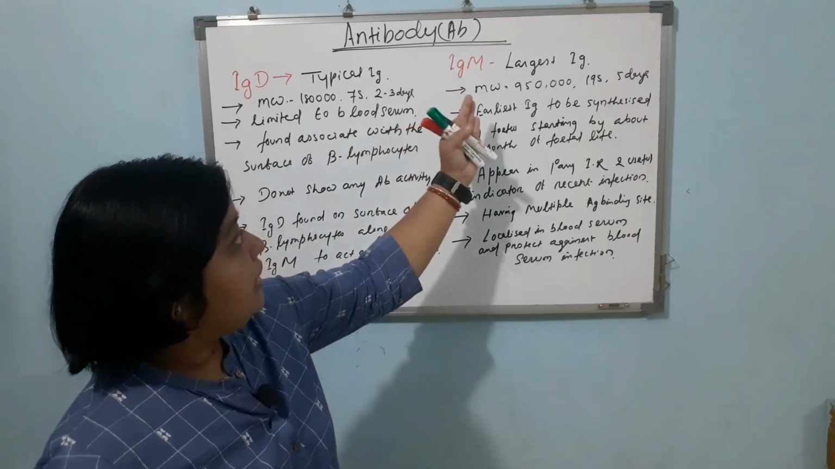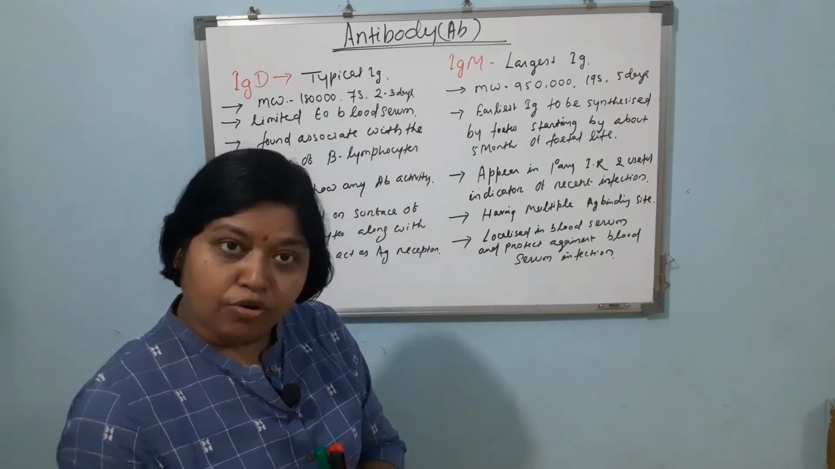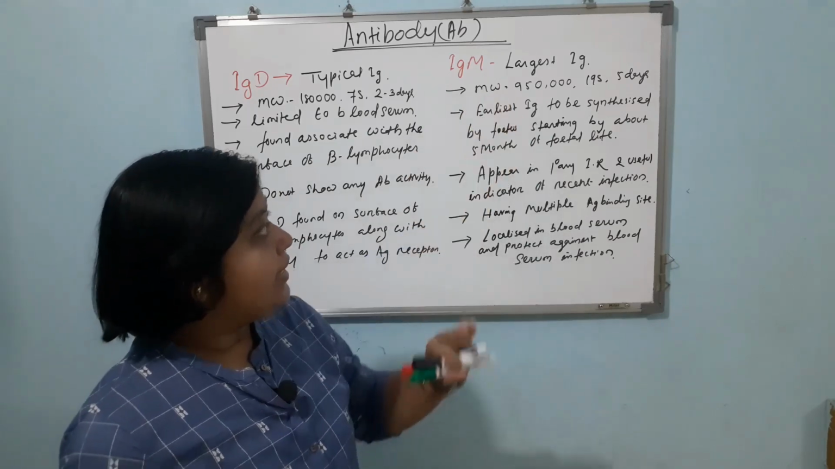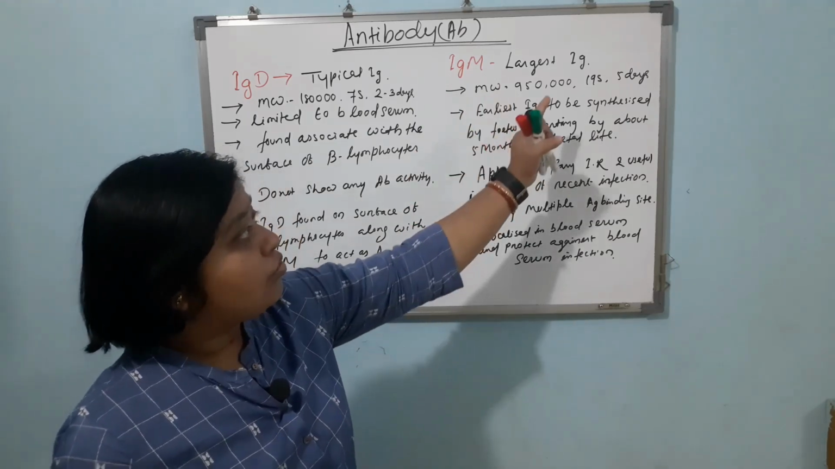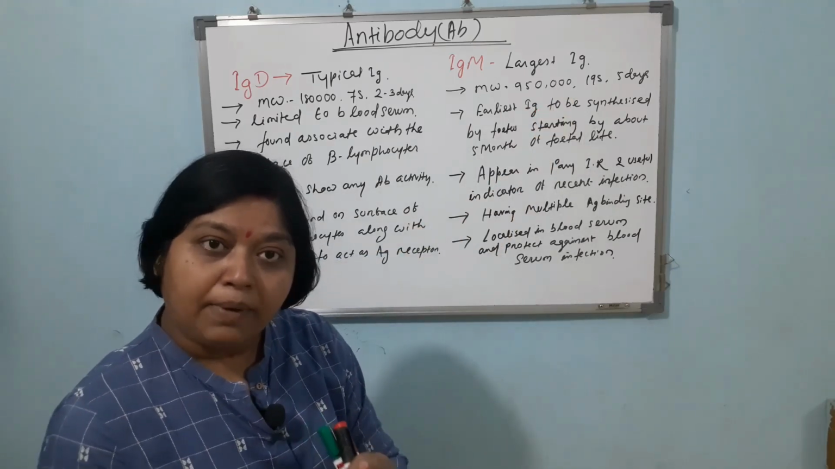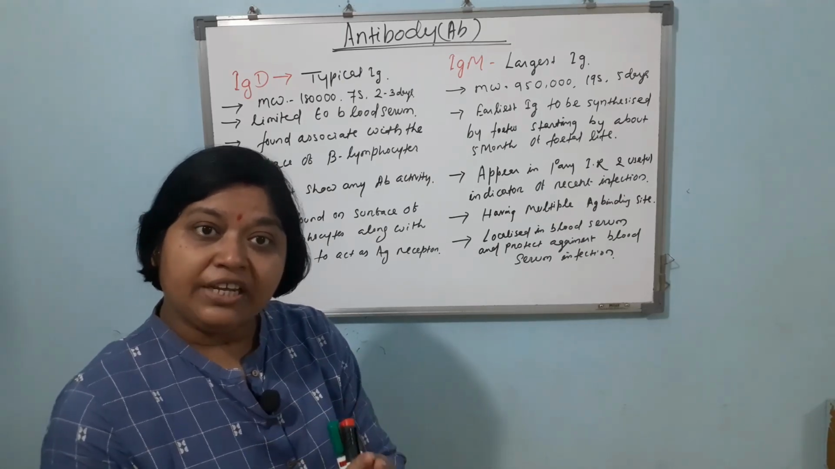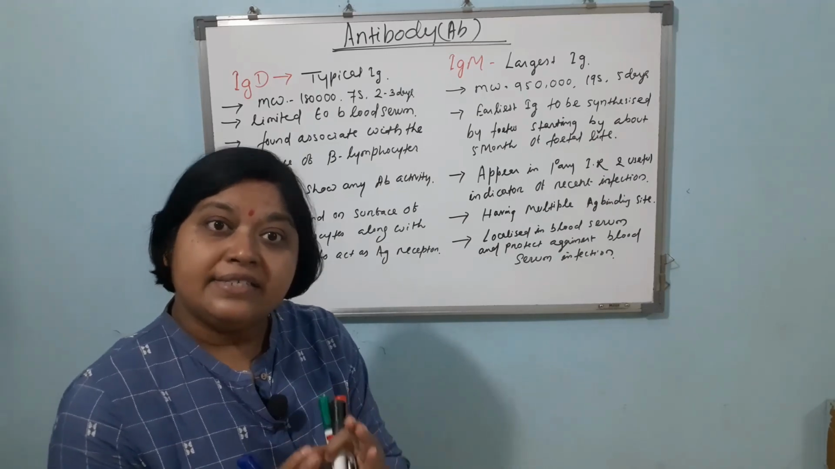The next immunoglobulin is mu immunoglobulin, which is the largest immunoglobulin you will find in body serum. Its molecular weight is nearly 950,000 Dalton. Its sedimentation coefficient is 19s and its half-life is 5 days. It appears as a circular pentameric structure bound by disulfide bonds and J chain.